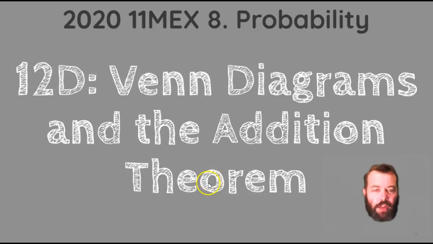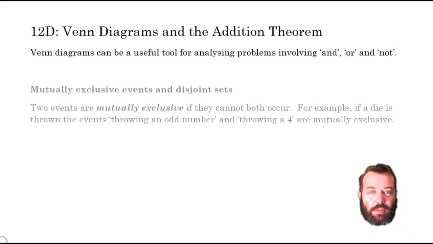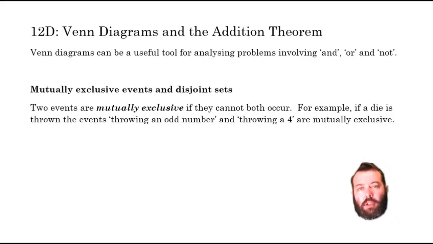We're looking at Venn diagrams and the addition theorem, which is not going to be super different to what we did last time. Just extending on that a little bit. So, Venn diagrams, a useful tool for analysing problems, particularly ones that have the words and, or, not in them. Maybe but as well. So, let's talk about mutually exclusive events and disjoint sets.